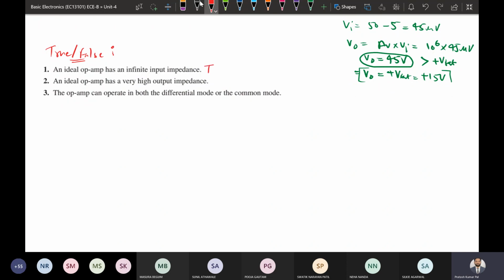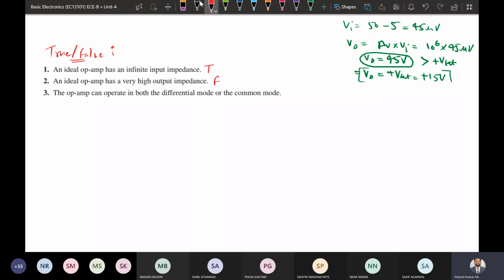The second one: an ideal op-amp has very high output impedance. Is it true or false? So we have seen in the case of operational amplifiers, false. The output impedance will be low. That means output impedance would be 0 in the case of an ideal op amp. So it is not high, it should be low. So it is a false statement.